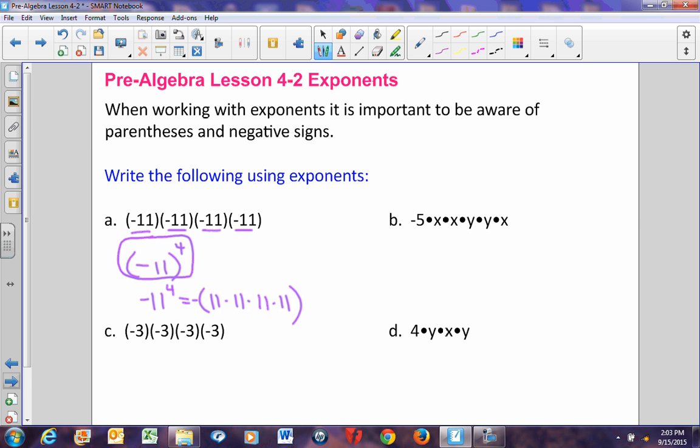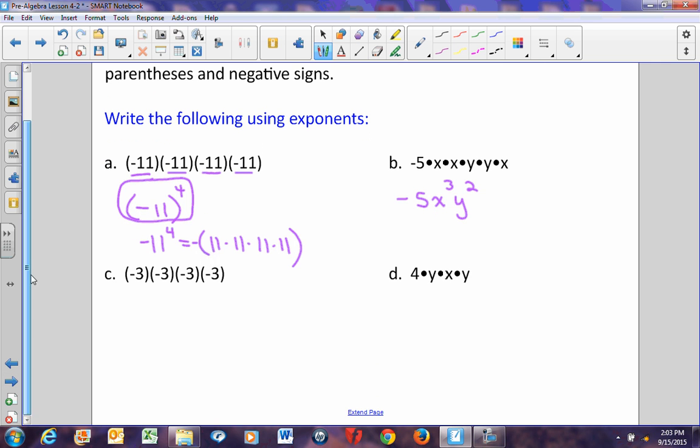Letter B says negative 5 times x times x times y times y times x. So I have a negative 5. I have 3 x's, so that'd be x to the 3rd power. I have 2 y's, so that would be y to the 2nd power. Always put variables in alphabetical order, so x comes before y.